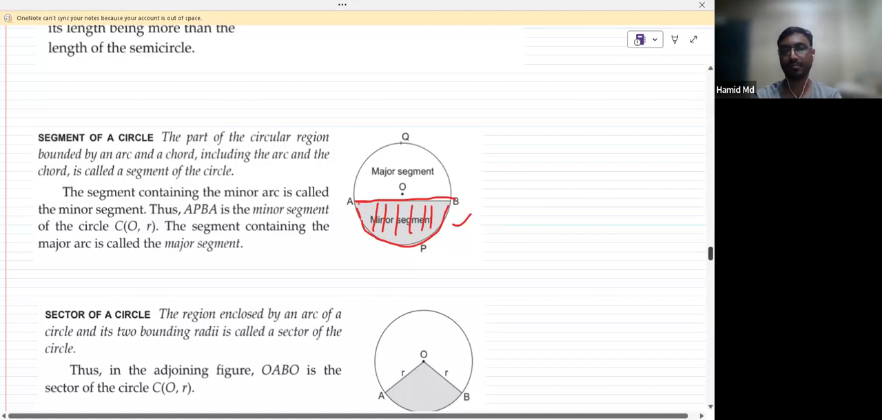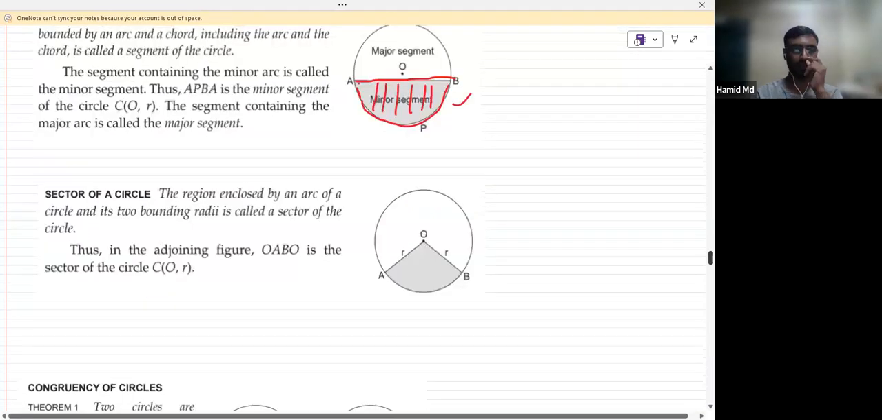Another one we will be frequently using is the sector of a circle. The region enclosed by an arc of a circle and its two bounding radii is called a sector. So this is the arc length. This is the minor arc and another one is the major arc.